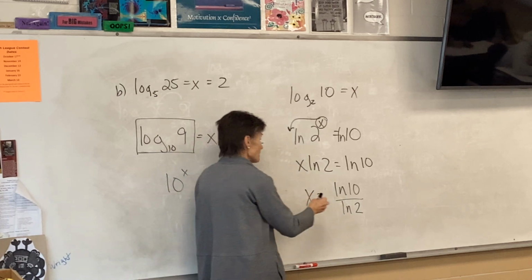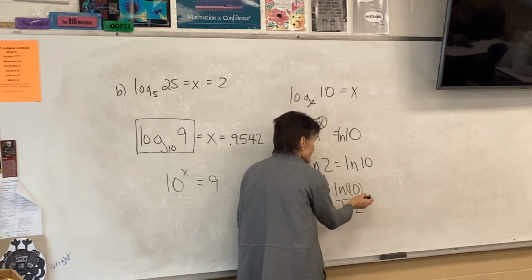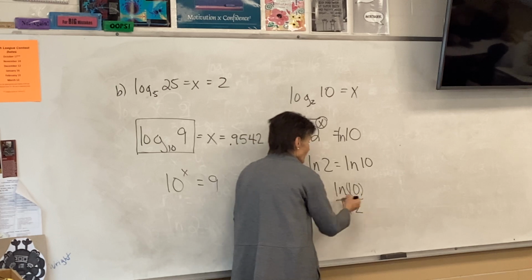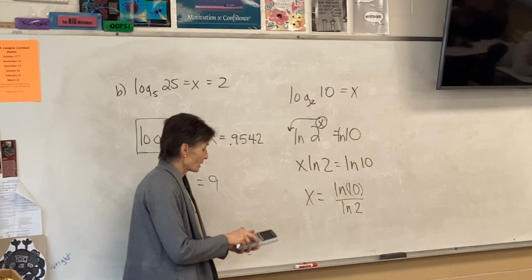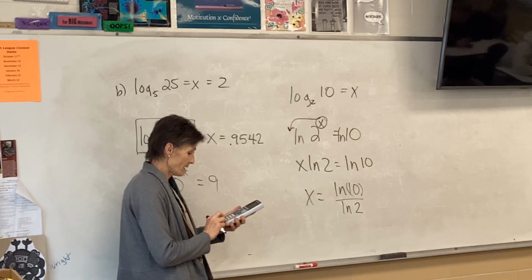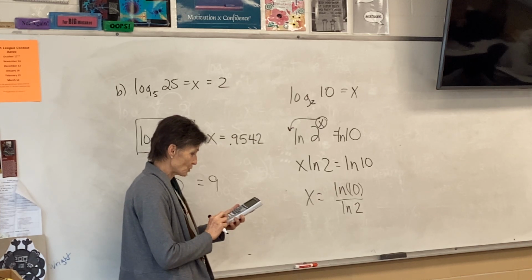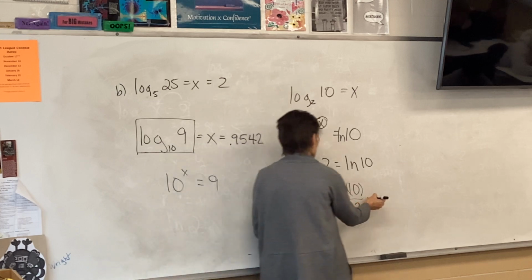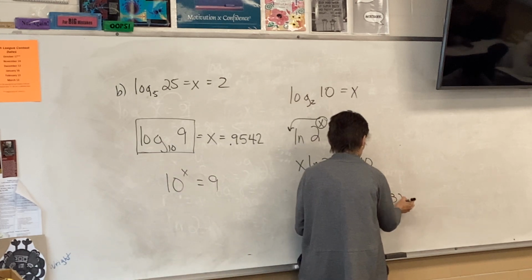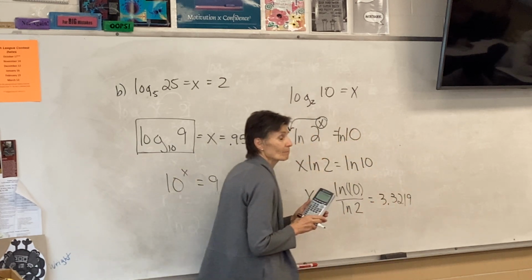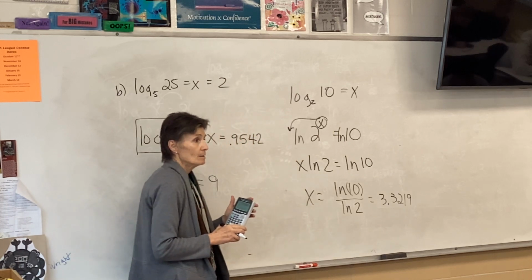And then I can divide by ln 2 and get the answer to the question. Caution, when you type this in, be sure that you're closing the parentheses before you hit divided by. So ln 10, close parentheses, divided by ln 2. You should have gotten 3.3219.